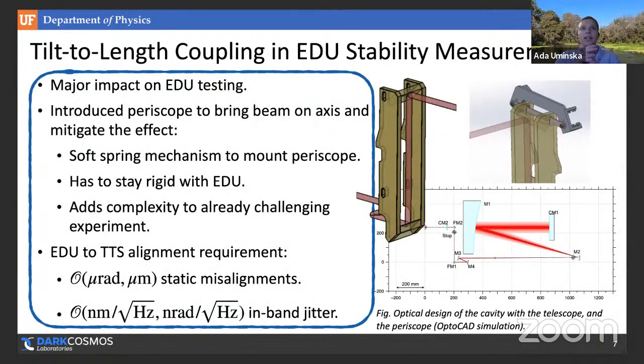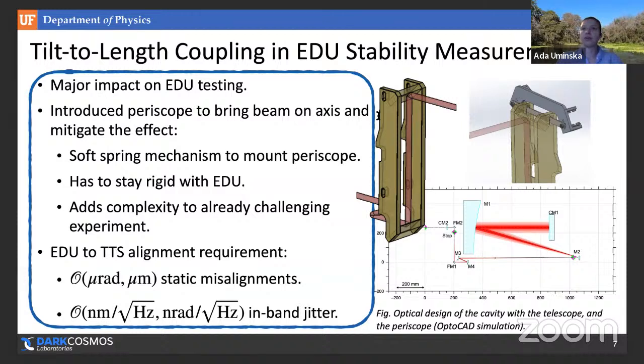So we had a few ideas how to mitigate this problem. First was to rest the EDU on our telescope test structure, but due to the fact that that could potentially affect the alignment of the telescope, we scrapped that idea and we introduced a periscope that will bring the beam back on axis, not really in the same way as the proposed redesign, but it will be additionally attached to the telescope only for our measurement. So here I show the optical schematic, how it looks, and in the middle is this proposed periscope.